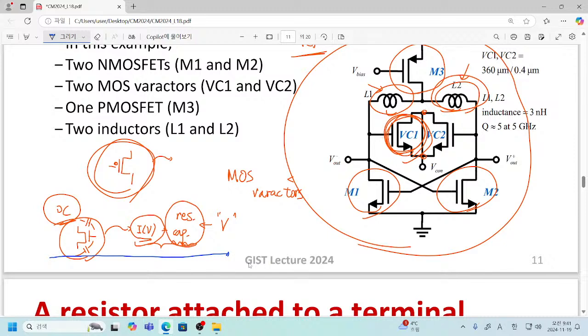When you have a certain MOS device, then the guys who are working on the PDK, process development kit, should extract the DC characteristics and also its AC characteristics and make a good compact model for this device. Only when we have a good compact model for this device can circuit designers perform good circuit simulation and design something.